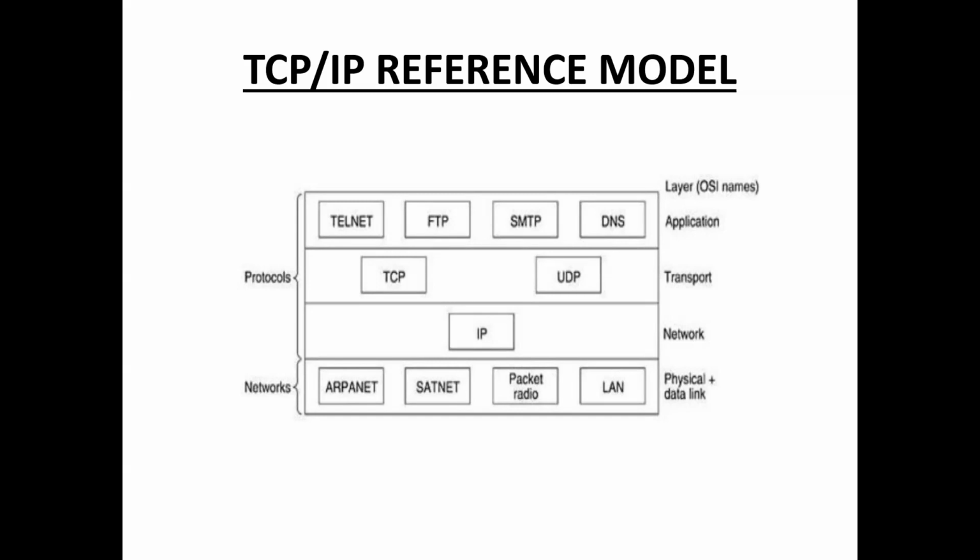Next, second one, the internet or network layer. The second layer in the TCP/IP reference model is the internet layer or network layer. The main responsibility of the network layer is to send packets from one network to another network, or to send packets from source to destination in one network.